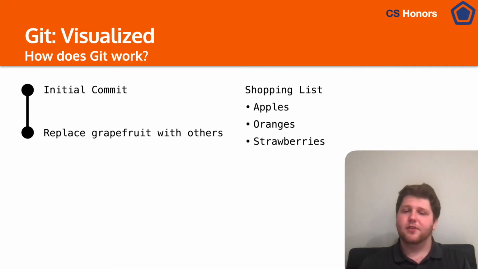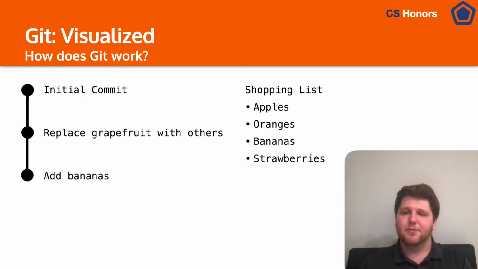And that's where a descriptive message comes in, like here where we say replace grapefruit with others. Now we know that we were removing grapefruit and we put something else in. So it helps us find this commit if we need to look at it in the future. So we're going to add one more thing, including bananas, and we're going to make one more commit.